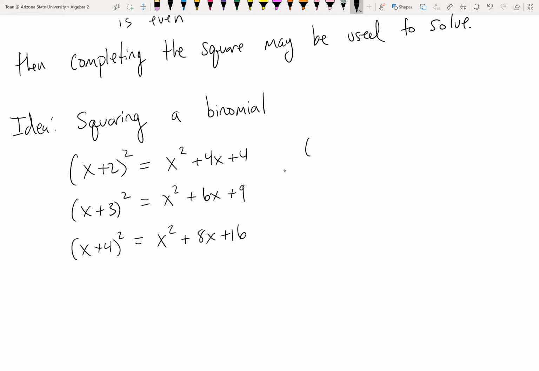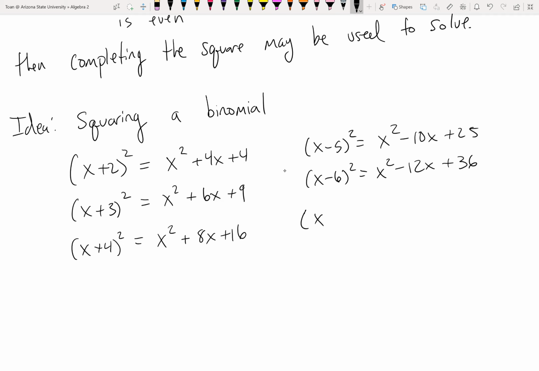And it doesn't have to be pluses. I could do it with minuses too. What if I did an x minus 5 squared? That'd be x squared minus 10x plus 25. What about an x minus 6? x squared minus 12x plus 36. What if I was doing an x minus 7 squared? x squared minus 14x plus 49.